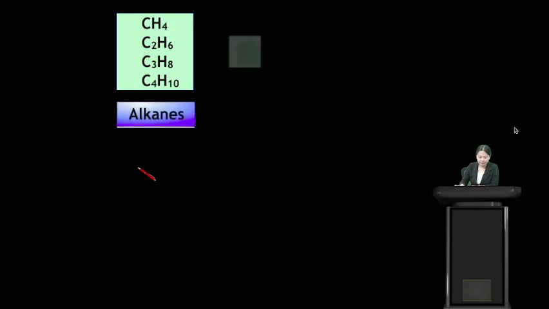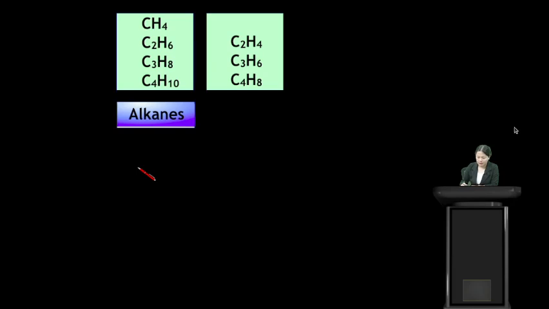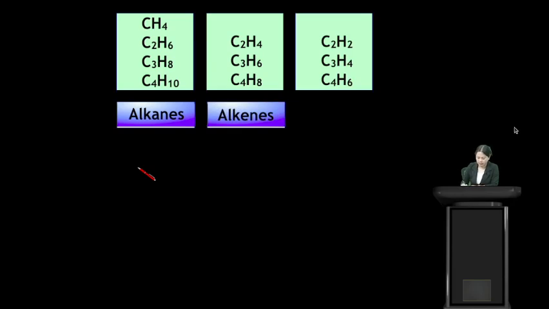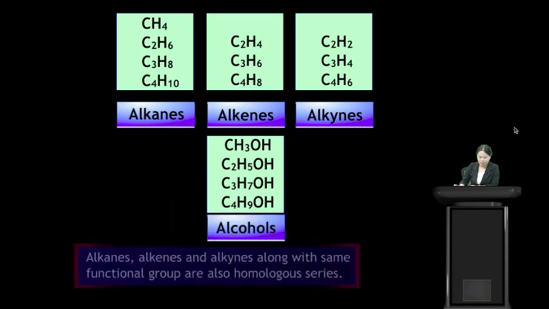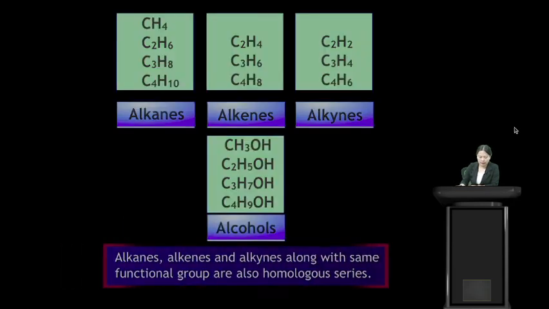So we have here alkanes, alkenes, and alkynes. Now, we discussed functional groups yesterday. If this set of compounds has one of its hydrogens replaced by the same functional group, then it will also form a homologous series. So these are alcohols. Alkanes, alkenes, and alkynes along with the same functional group are also homologous series.